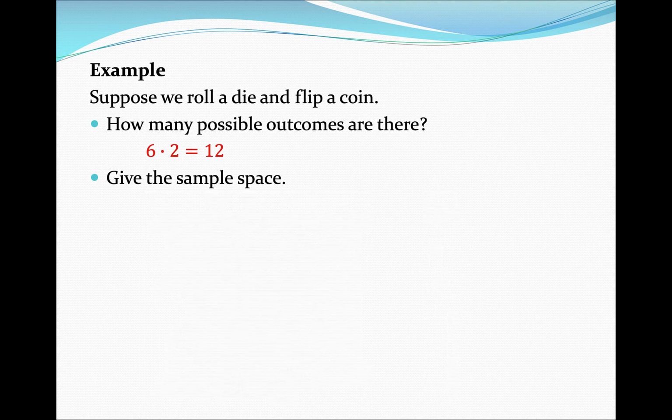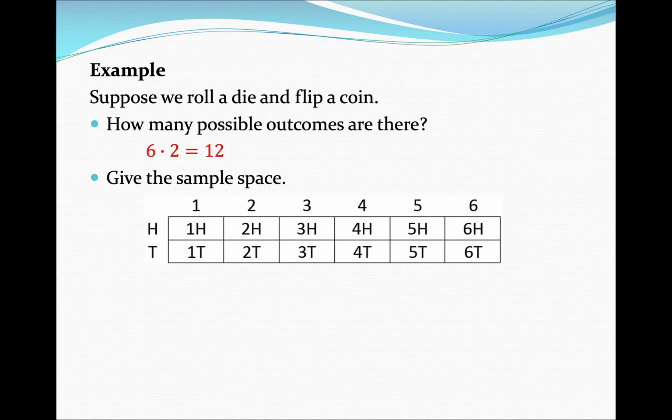Let's talk about the third way. The third way is to create a table. Whenever we have 2 operations like we do here, you let the columns of the table represent one operation and the rows of the table represent the other operation. So here, I'm going to let the columns of this table represent the outcomes when I roll the die, and I'm going to let the rows of the table represent the outcomes when I flip the coin. Once again, you get these same 12 outcomes. You can see each cell within the table represents a possible outcome. Those are the 12 outcomes in the sample space.